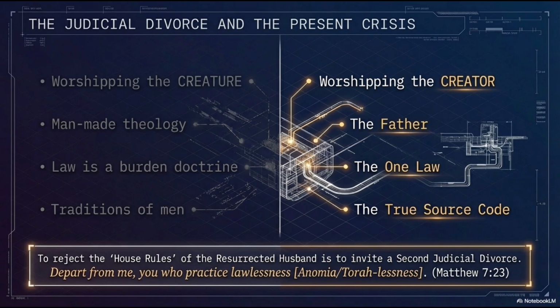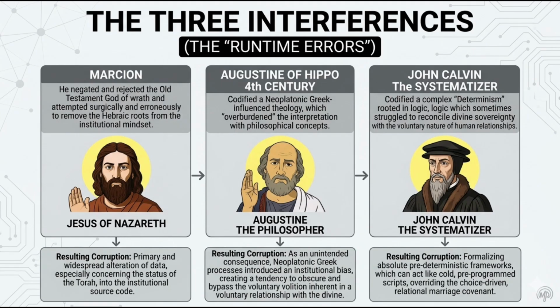The Three Great Skews. And to understand how we got here, we have to trace the history of how the Hebraic text was filtered through Gentile philosophy. Right, let's look at these historical skews. First up, we have a figure named Marcion. The sources call him the amputator. This takes us back to the 2nd century. Marcion is pivotal because he represents the first major systemic breach in the dataset. He was operating in Rome around 140 AD.